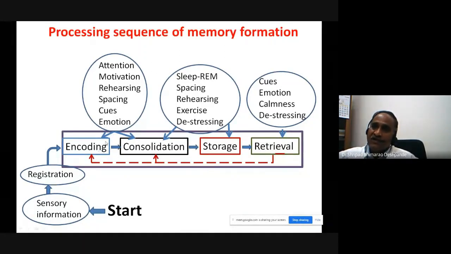For encoding, what do you require? You require attention. So say you have sensory information coming in. The sensory information is the auditory lecture I am giving, then the visual impact of these things, then third, myself, you see me there on the other screen. So they put together, that would register, if you are attentive. Then that is encoding.